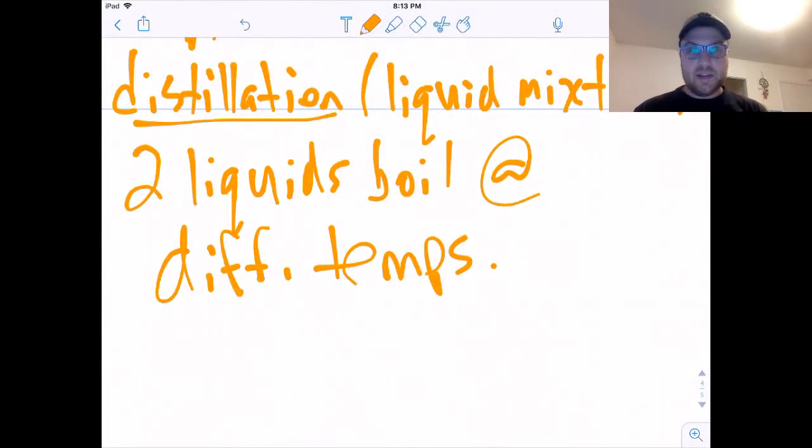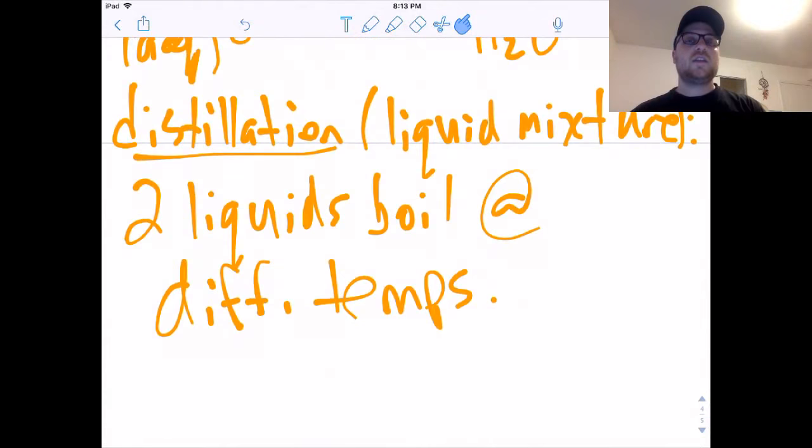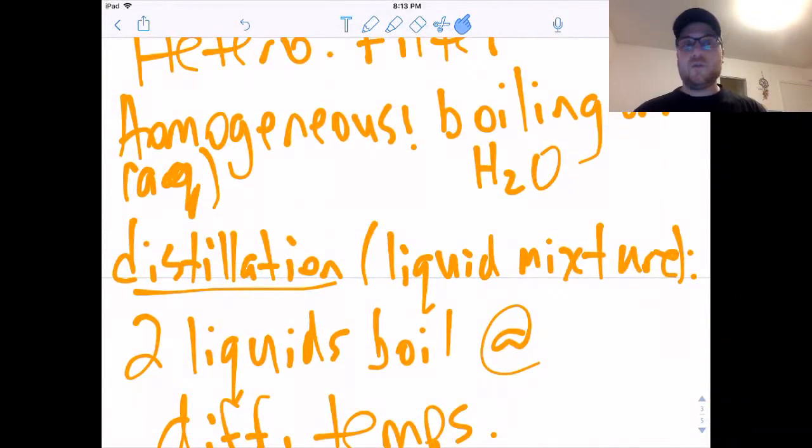So, those are mixtures. These are the main ways we see a lot of questions about separating mixtures. Heterogeneous, you use filter paper, or they call it filtration. Homogeneous, you can separate just by boiling off one of the liquids, or the more proper term would be distillation.